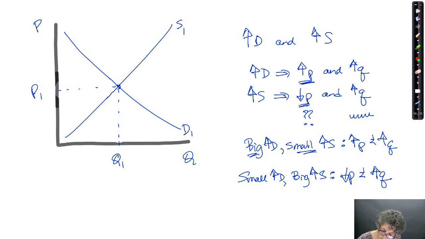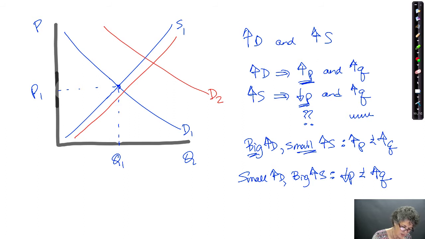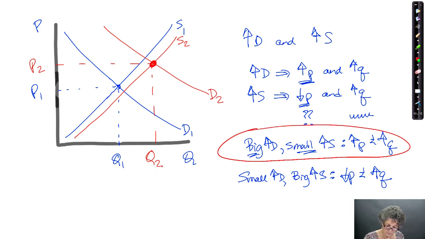So let me draw at least one of these for you. So let me draw a big increase in demand, D2, and a small increase in supply. Remember, increases mean the quantities are increasing at every price. So the new equilibrium is going to be at the intersection of demand 2 and supply 2. And you can see, dashing it over, the price has increased and the quantity has increased. So this is what I've done. Big increase in demand, a small increase in supply, gave me an increase in both the price and the quantity.